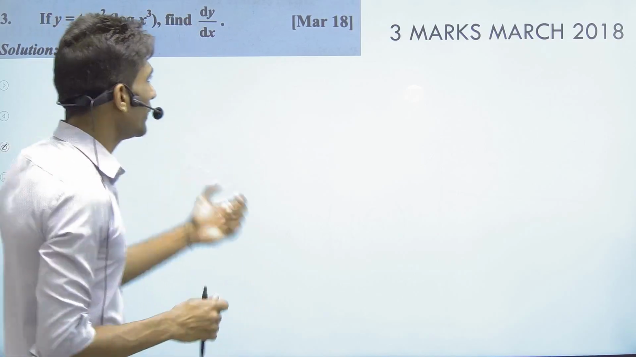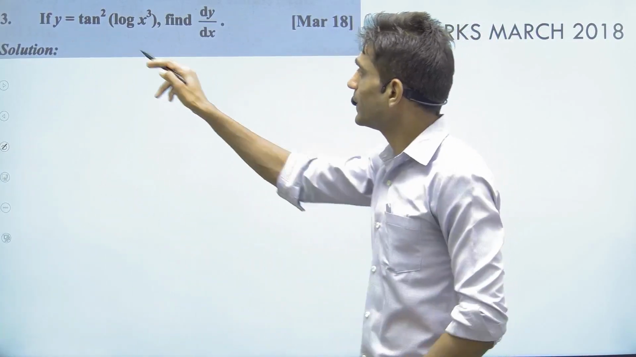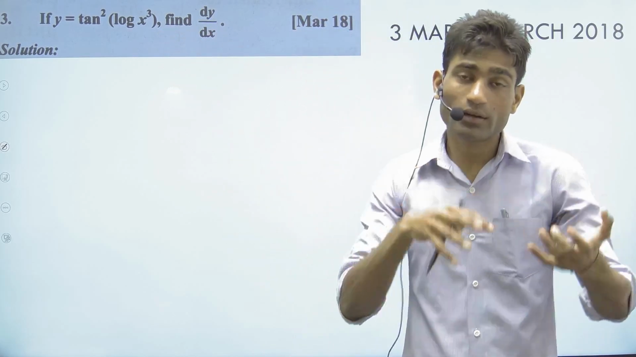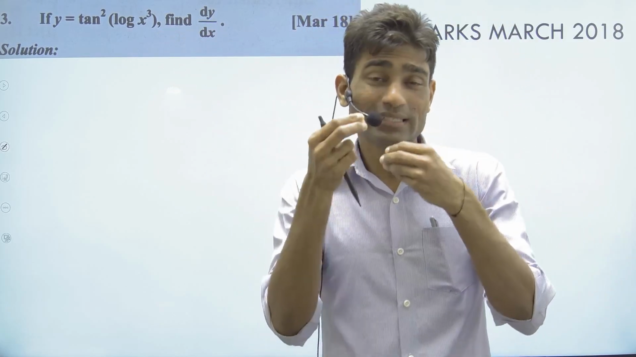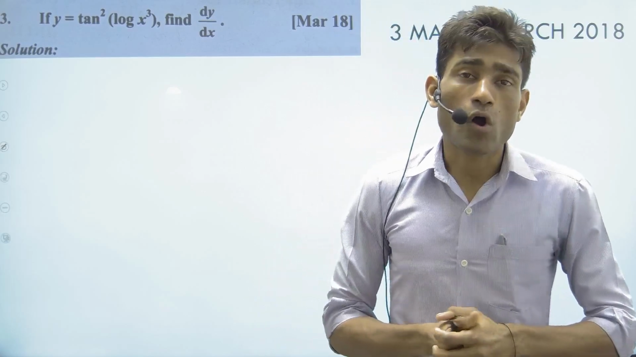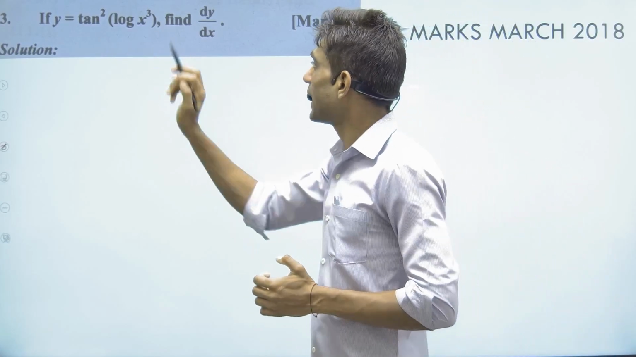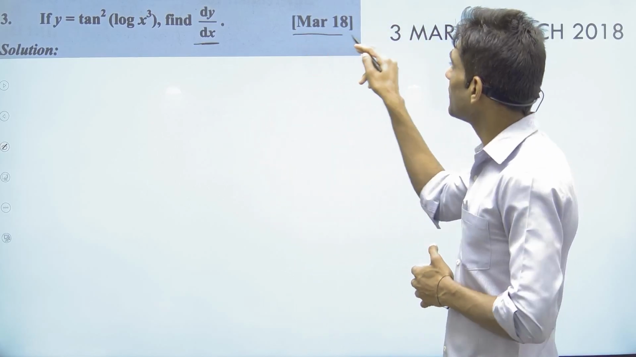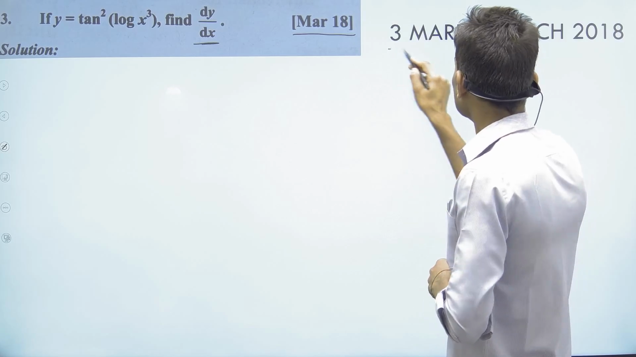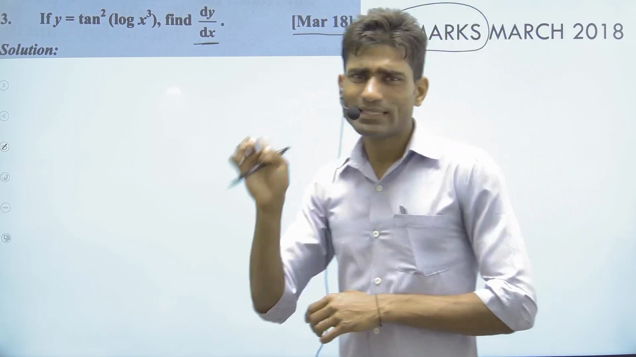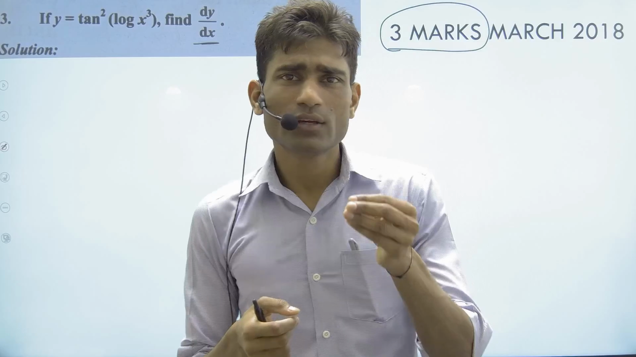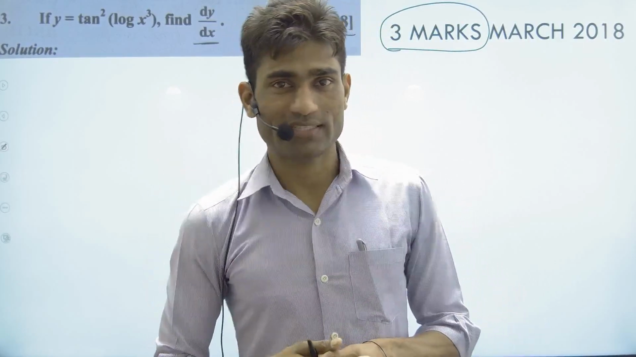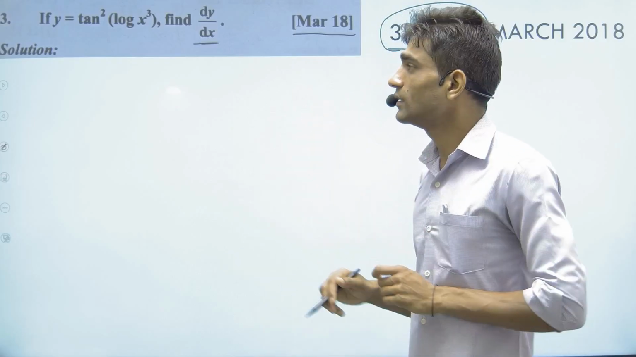Here we have the next example. If y is equal to tan square of log of x cube, find dy by dx. Now see, function under function, function to the power function, these are composite types of differentiation. We want the value of dy by dx. This question was asked in March 2018 for 3 marks. These are very easy examples, and they help us score high in our board exam, so always solve these examples first.